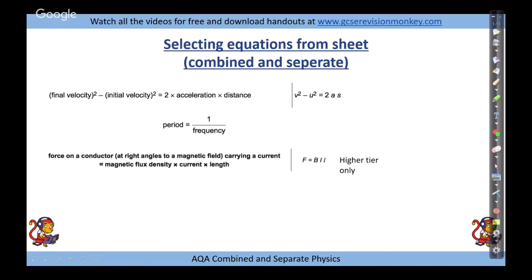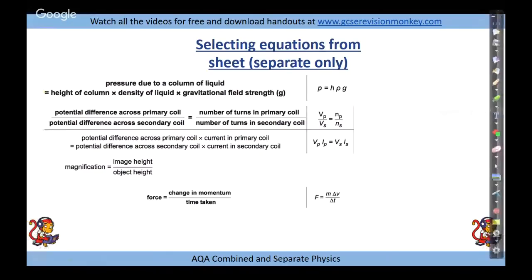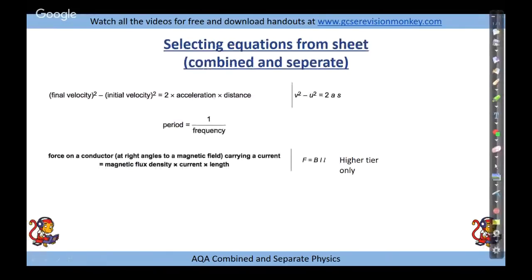Now, these are the three equations on the equation sheet which will appear on both combined and separate science. Now, you'll get some equations on there that only apply to the paper ones. Obviously, if they're only applied to the paper ones, I haven't included them here. So there's this equation here: final velocity squared, take away initial velocity squared equals 2 times acceleration times distance. Now, what they would be likely to do here is they're going to tell you 3 out of the 4 things, and you're going to have to work out the other one. And I'm going to help you later on with rearranging this equation just to see how easy it is.